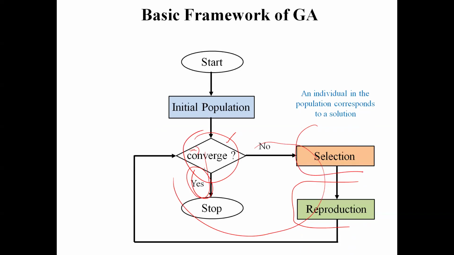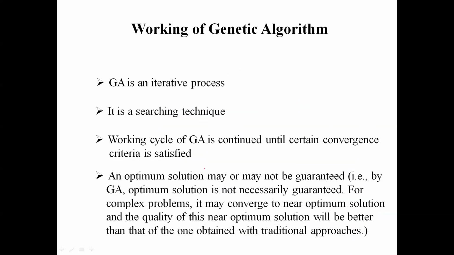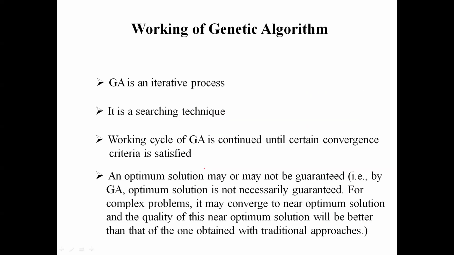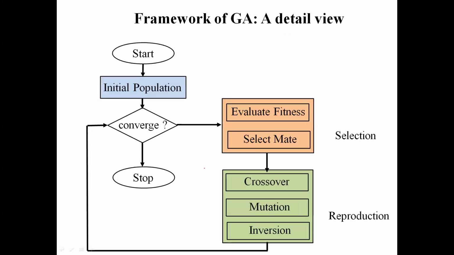Now we'll look into the detail of this. We can see the working goes on like this. It's an iterative process, like you see here, and it's a searching technique. So it will keep on working until a certain convergence is satisfied. An optimal solution may or may not be found by a genetic algorithm, but at least we try to find a near optimum solution. And we can say that the quality of this solution must be better than some of the traditional algorithms that we already know.